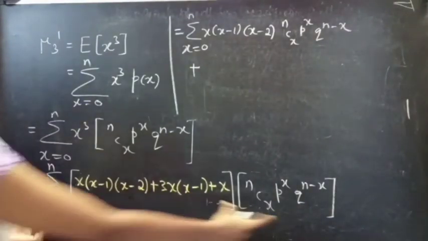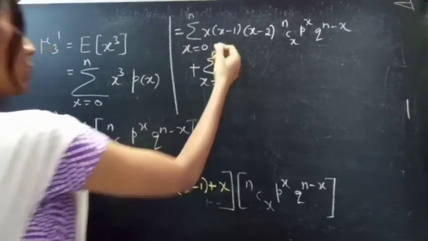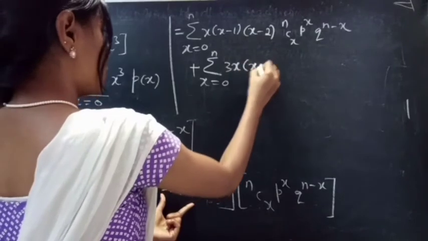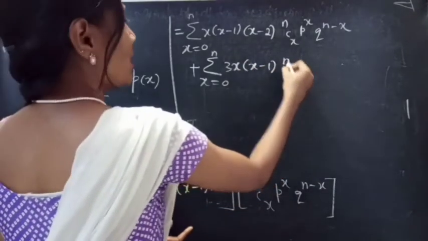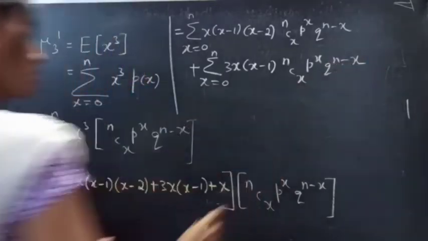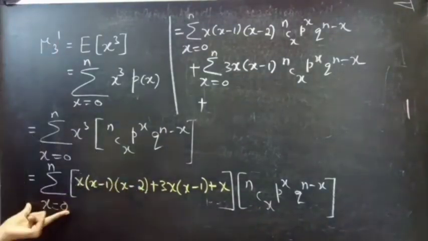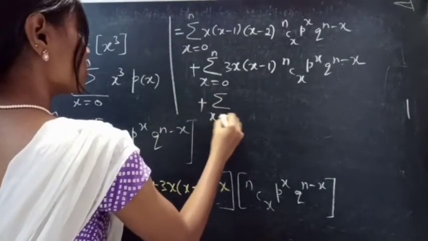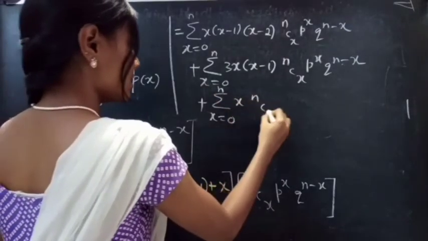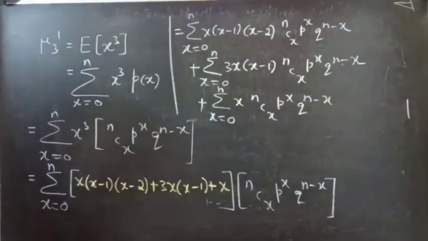this into this will be summation x equals 0 to n into 3x into x minus 1 into nCx p power x q power n minus x plus summation x equals 0 to n into x into nCx p power x into q power n minus x. Okay.